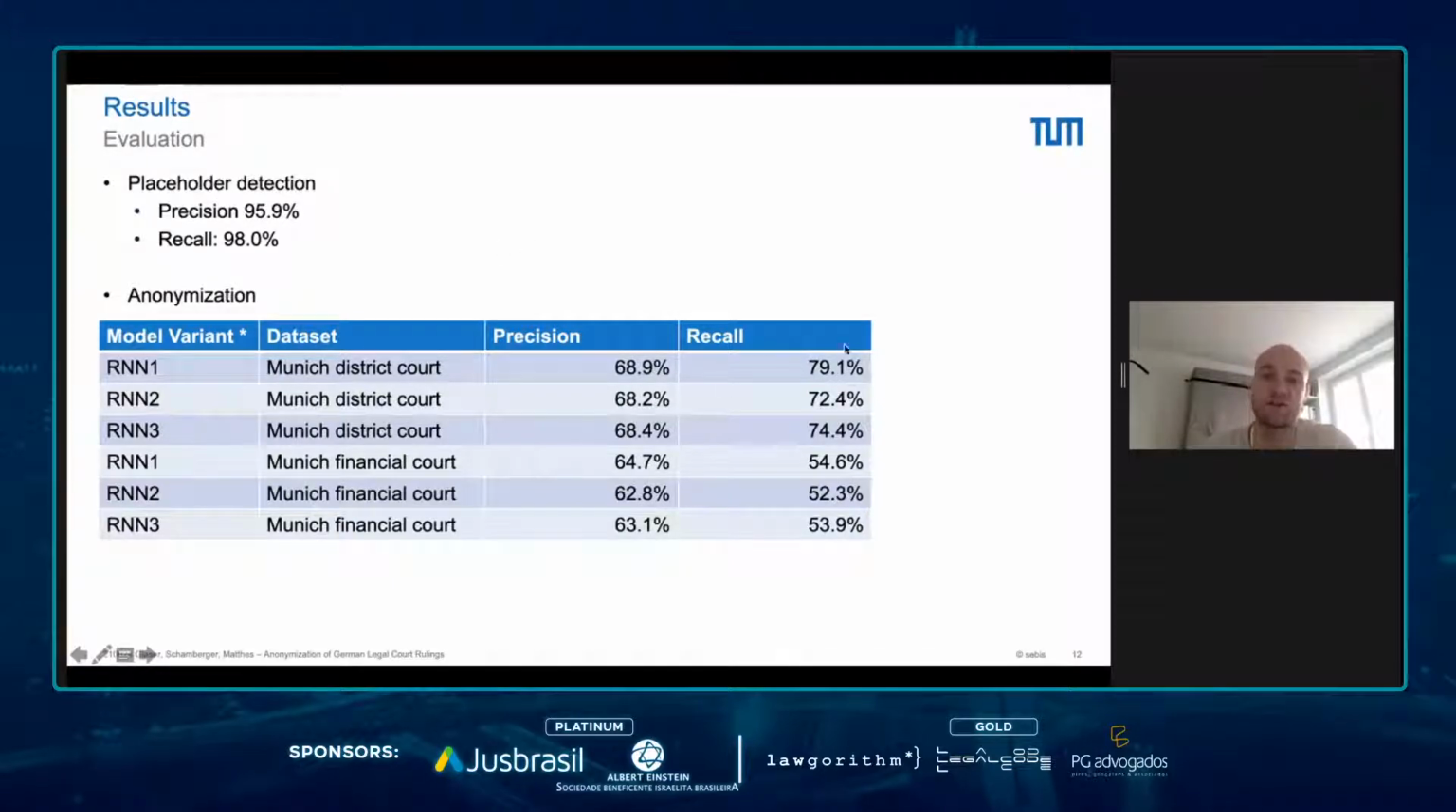And for us also, it was more important to have a higher recall than precision, because if you mark too much insensitive information as sensitive, that's a lot of work for the lawyer.